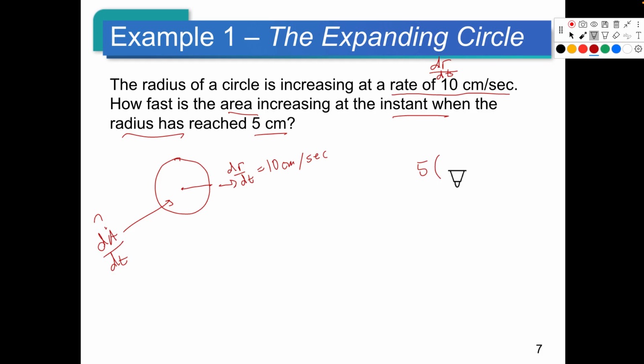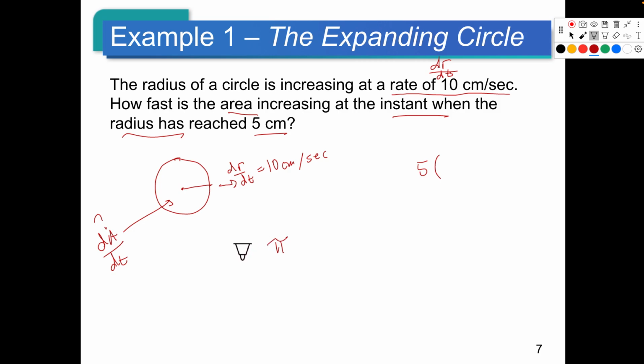Five times. Oh, pi. Where are you getting the 10 though? But what is this 10? Is this a radius? It's how the radius is changing, right? It's how the radius is changing.